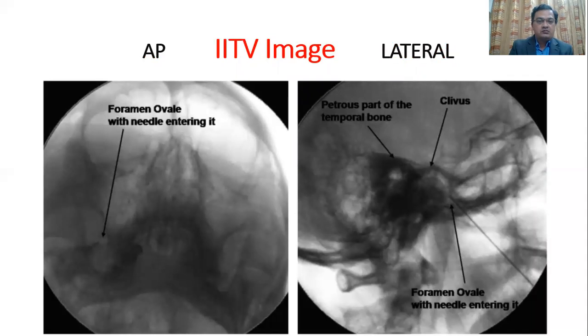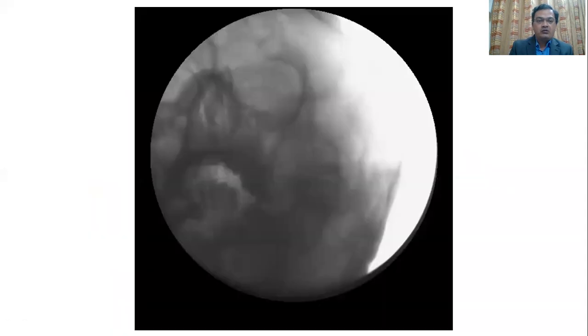This is the image of the IITV. You can see the arrow showing the oval-shaped foramen ovale, and in this lateral image you can see the needle which is passing through the foramen ovale. Many more images I can show you.